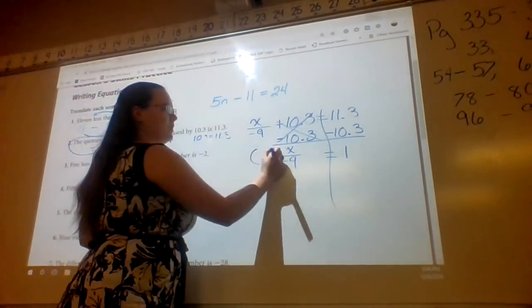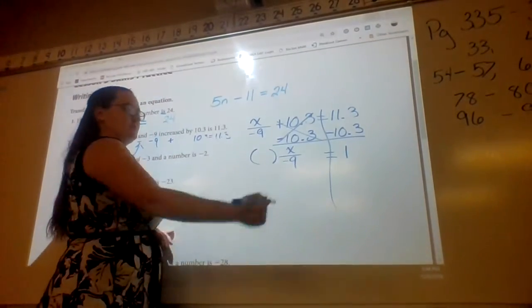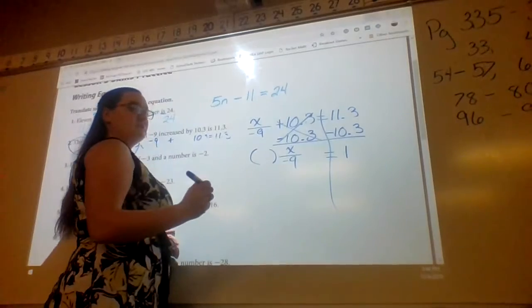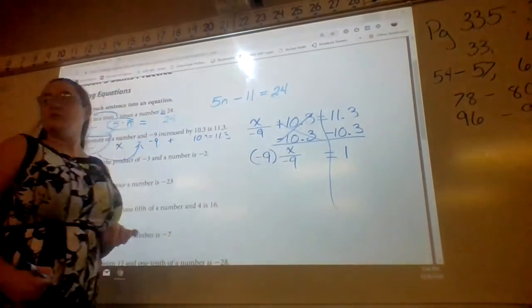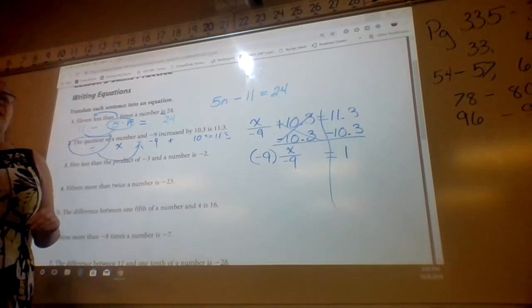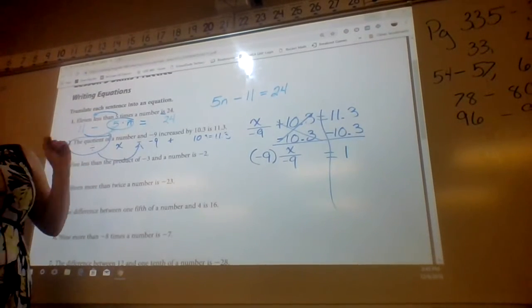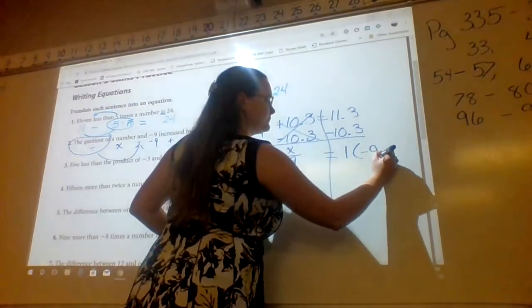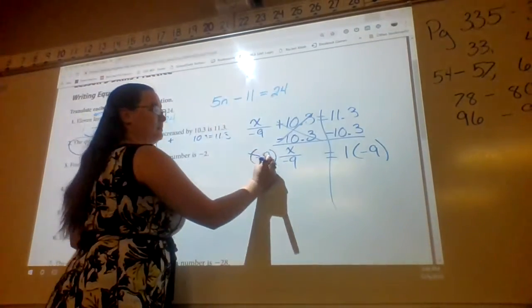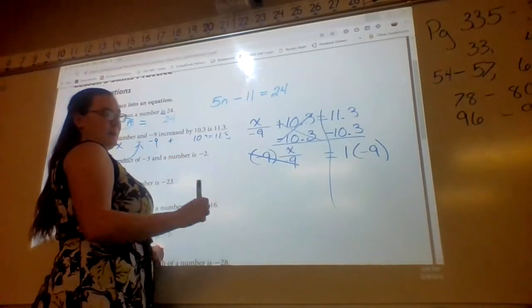So we are going to multiply by what number? Negative 9. Multiply by negative 9. Don't put the x in this. It will cancel out and it'll really throw you off. Just multiply by the negative 9. This cancels out. What's remaining?